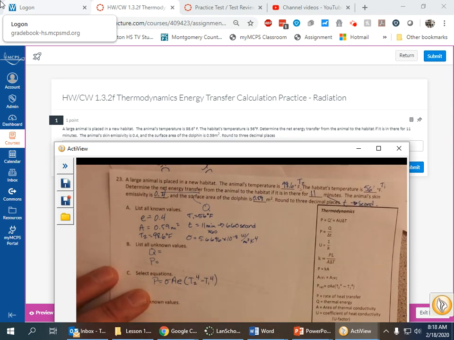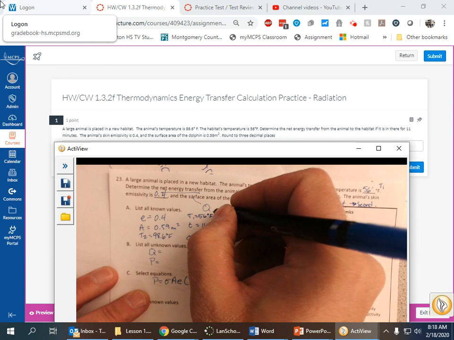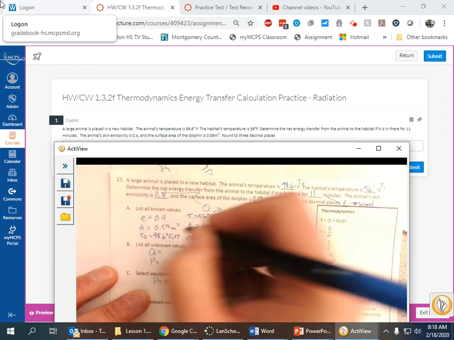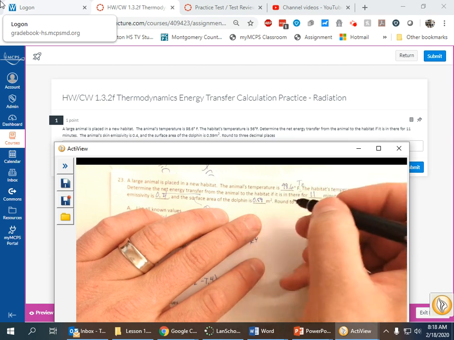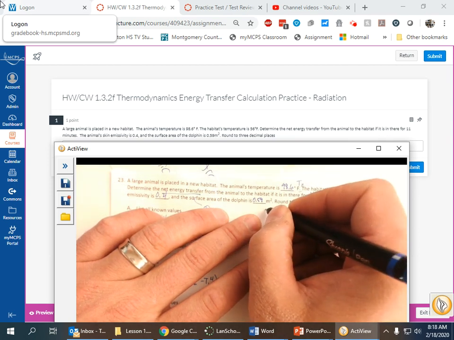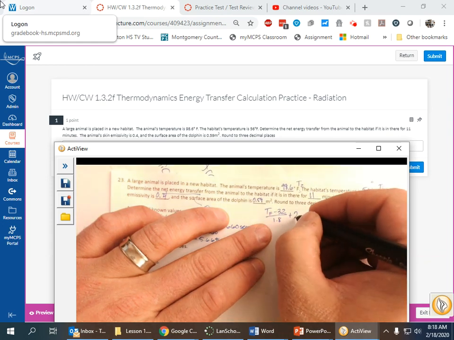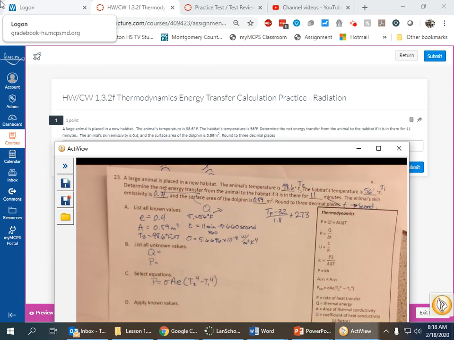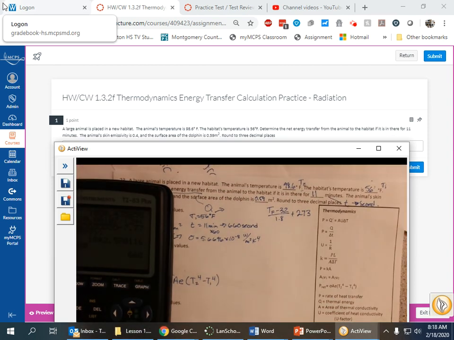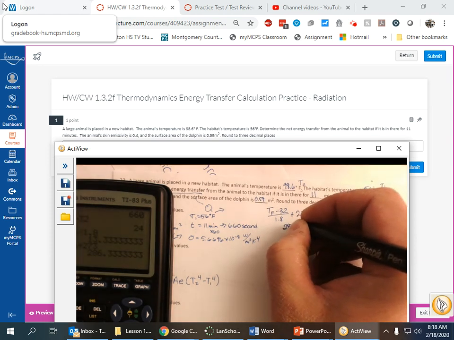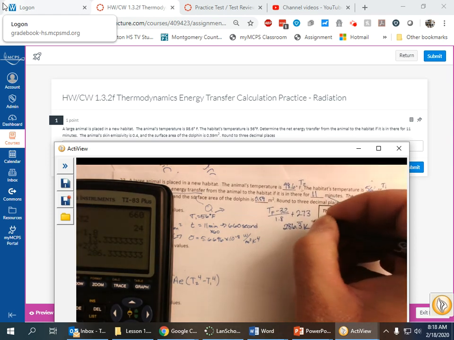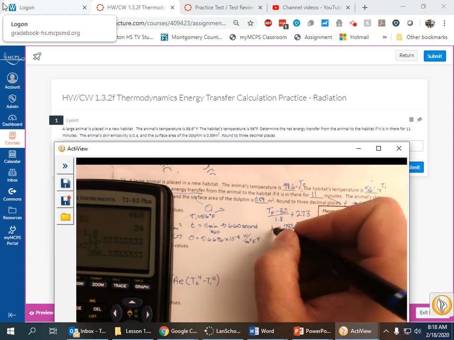One thing that's a little bit tricky here is because Stefan's constant is in Kelvin to the 4th power, that means I need to convert my temperatures into Kelvin. Fahrenheit to Kelvin means I'm going to do the temperature in Fahrenheit, minus 32, divided by 1.8, plus 273. So 56 minus 32 divided by 1.8 plus 273 gives me 286.3 repeating Kelvin. And that again is my T1.